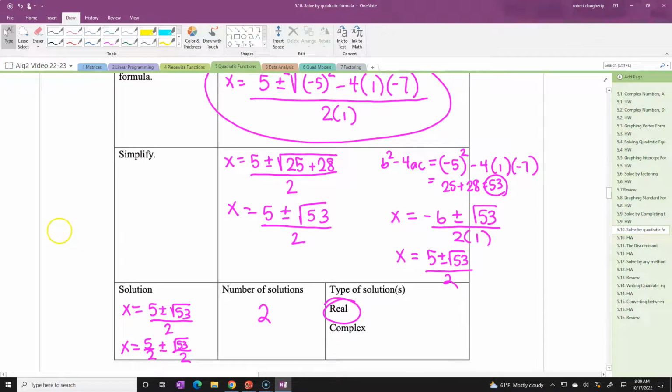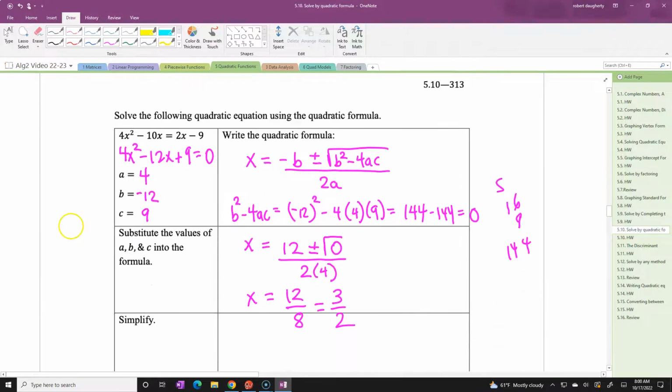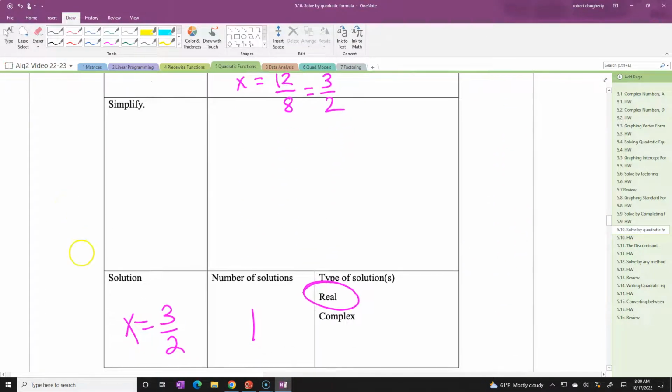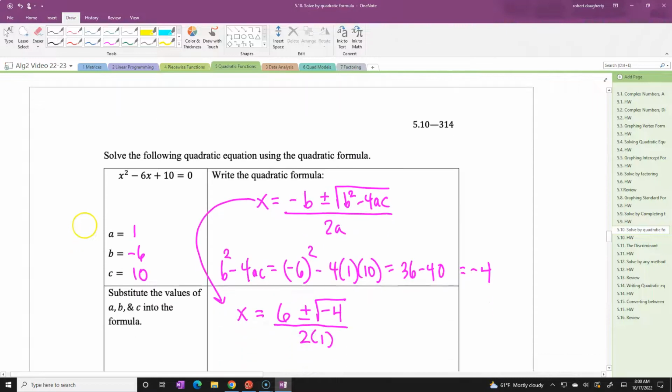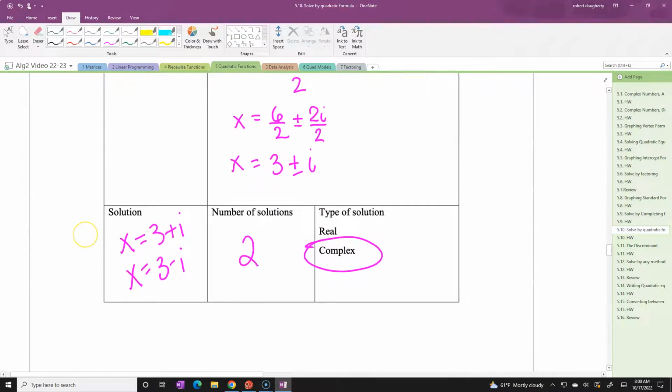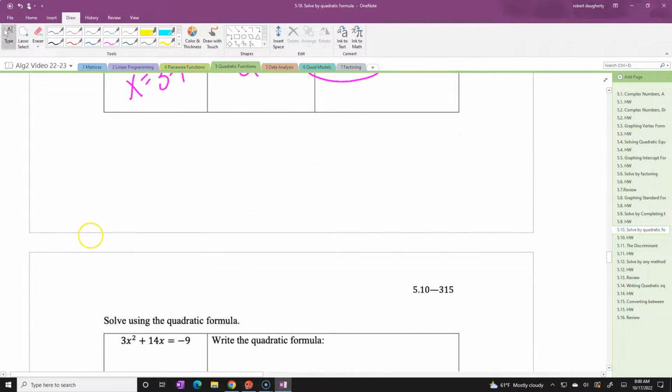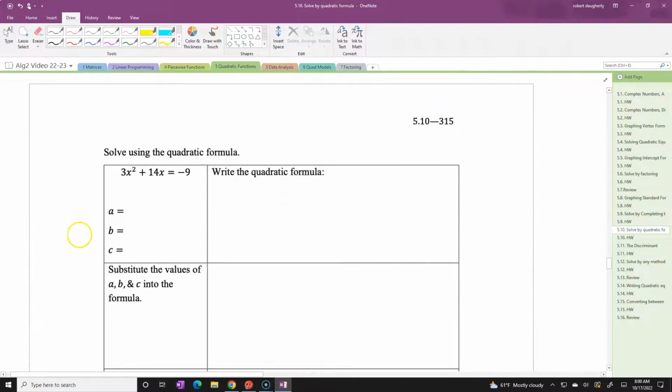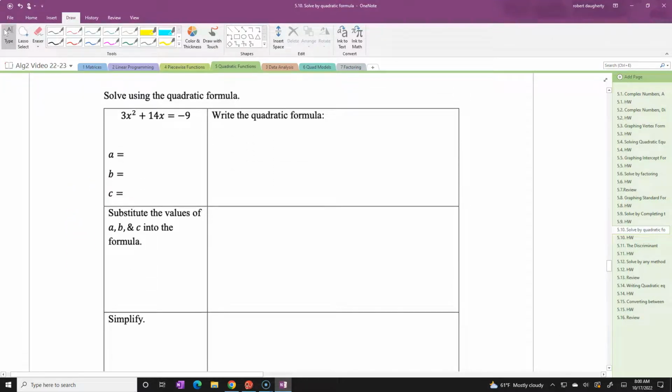So what I'm seeing here is, first problem, what did I get? I got 2 real solutions. Second problem, I only got 1 real solution. Third problem, I got 2 complex solutions. We're going to spend the next lesson delving into how and why that happens. I'm just trying to get in the practice of recognizing the solutions that you see.